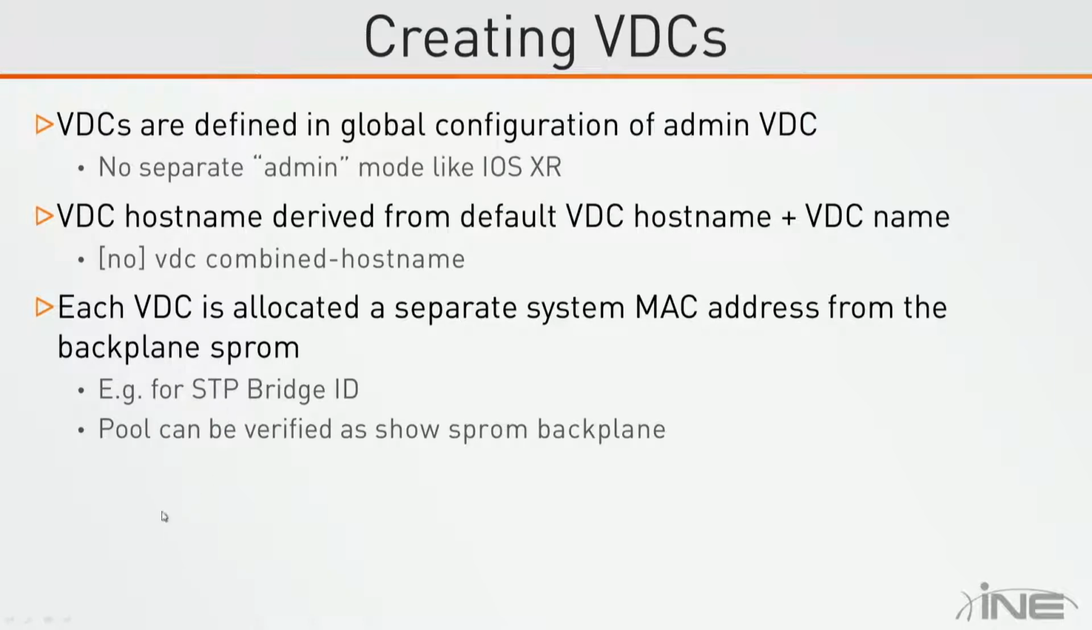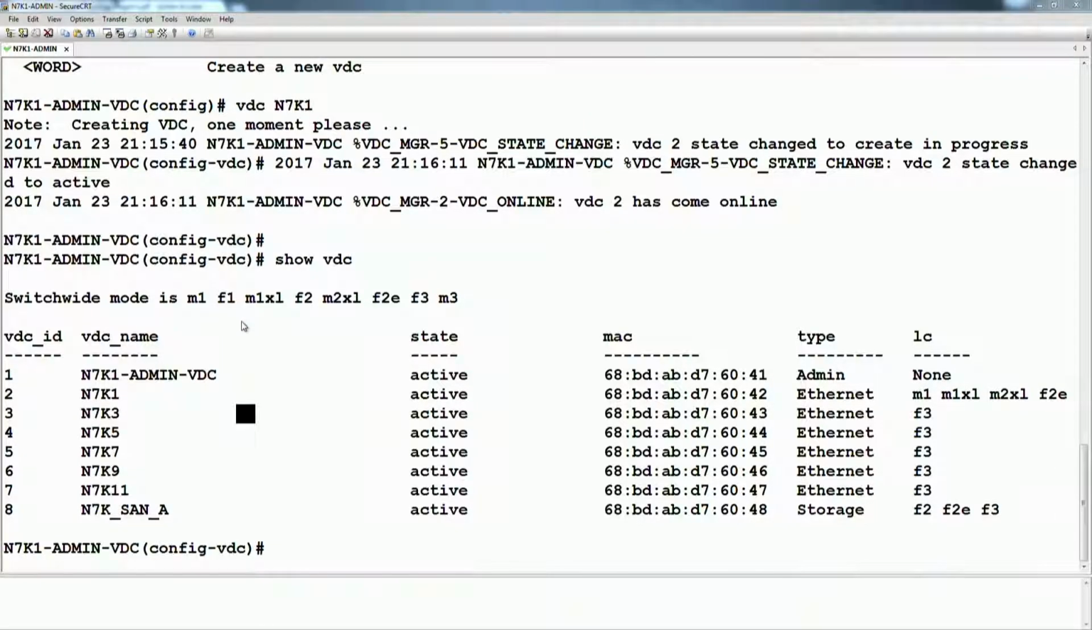Once we create it, the next step is that we're going to switch to it. So we went into the global config of the admin context. We create the context, and then we're going to switch to it. A couple other commands here that are useful.